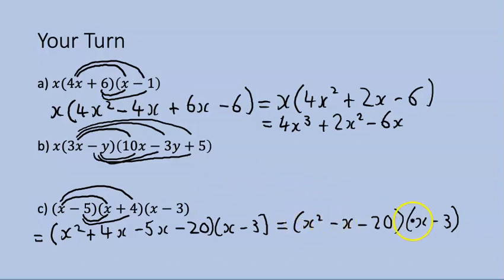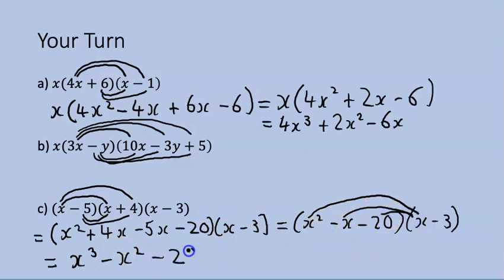Now I'm going to multiply everything in this bracket first by x. So I'm just going to add 1x onto this. So x squared multiplied by x, I'm going to write it down at the bottom here. That's going to give me x cubed. Minus x times x gives me minus x squared. Minus 20 times x gives me minus 20x.